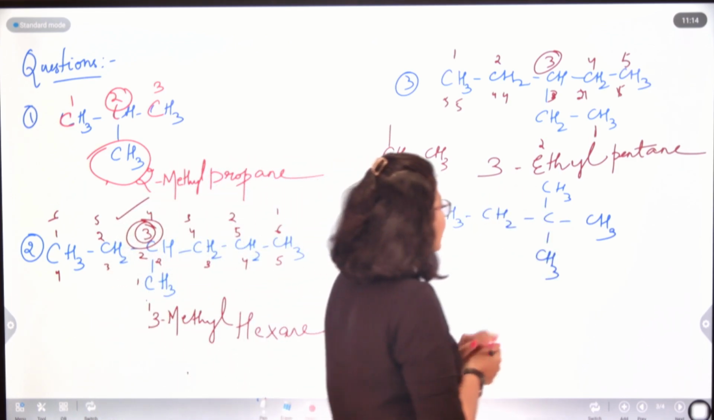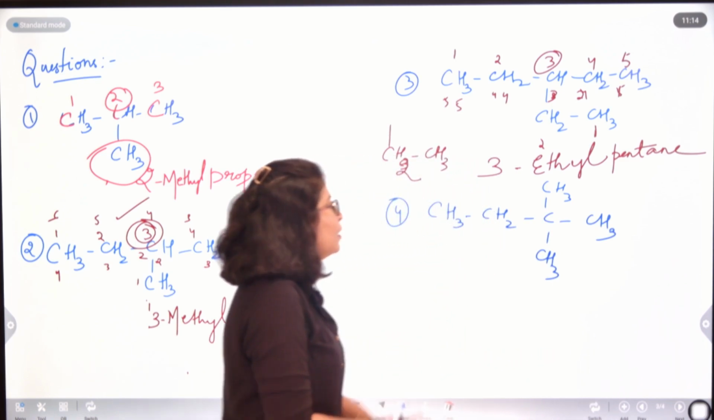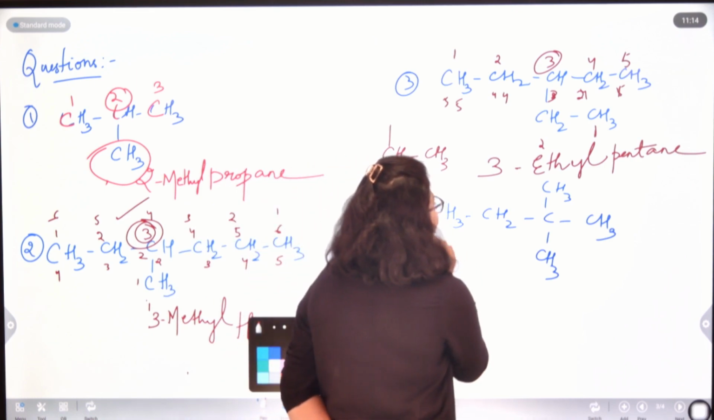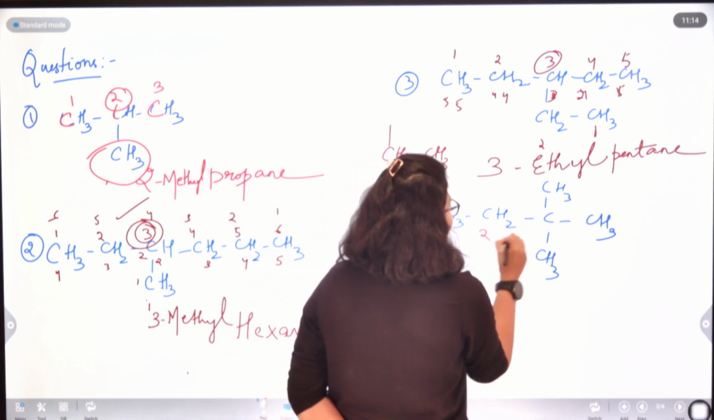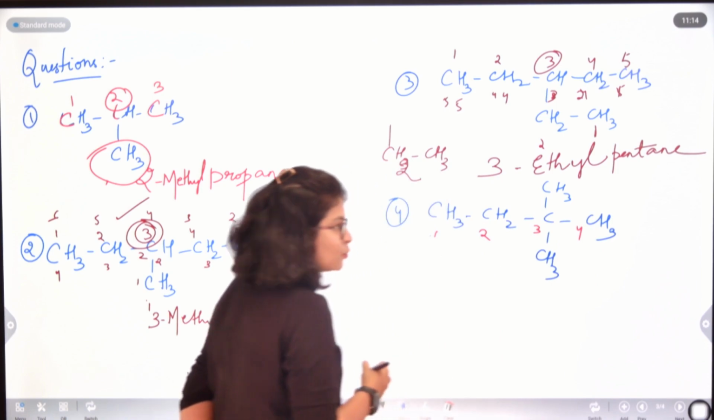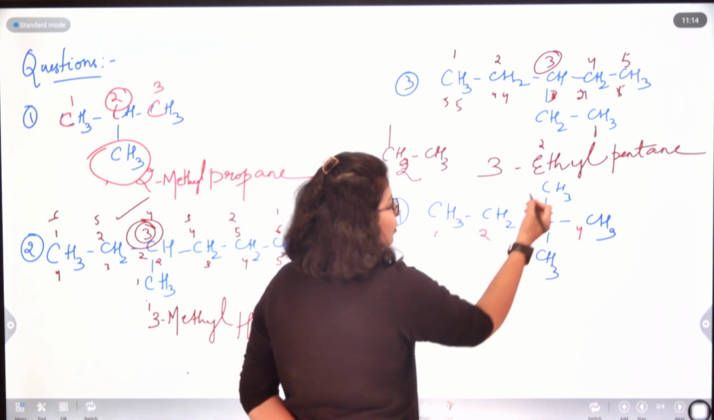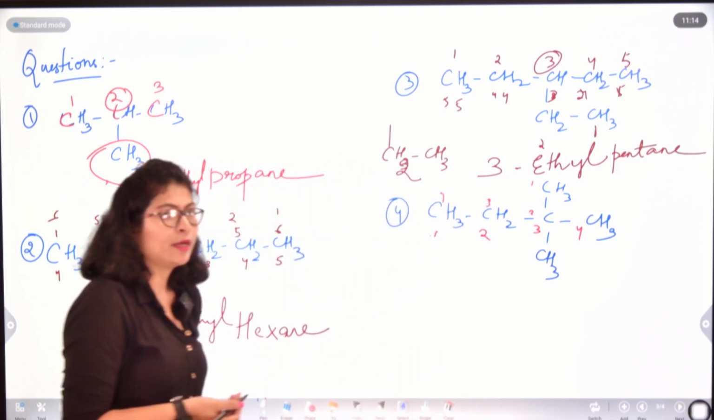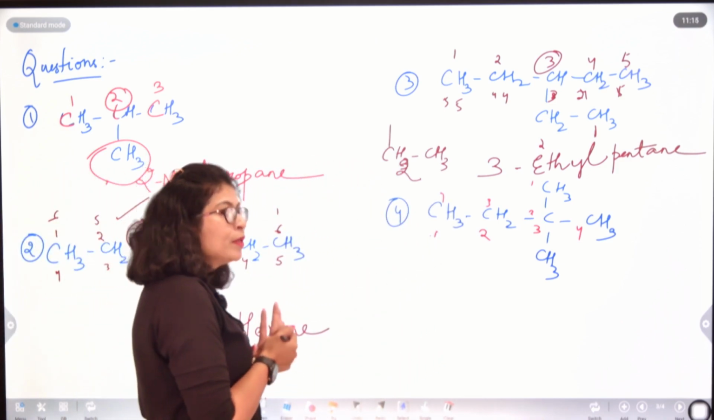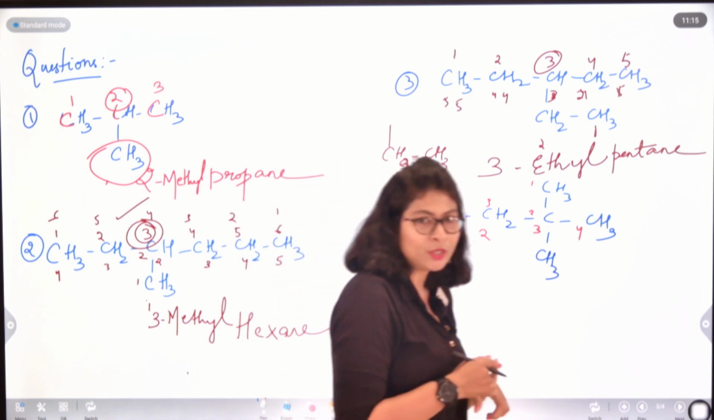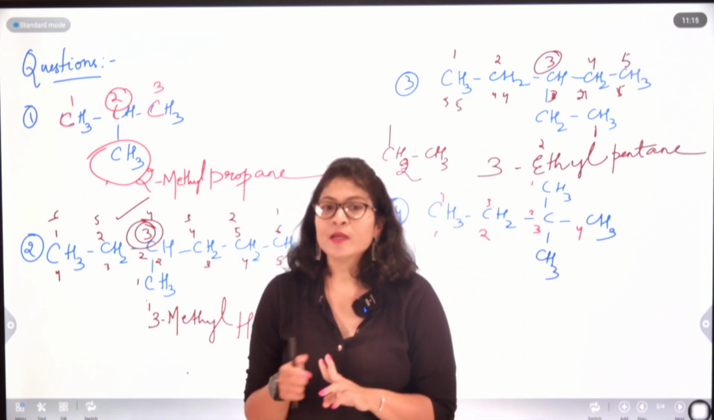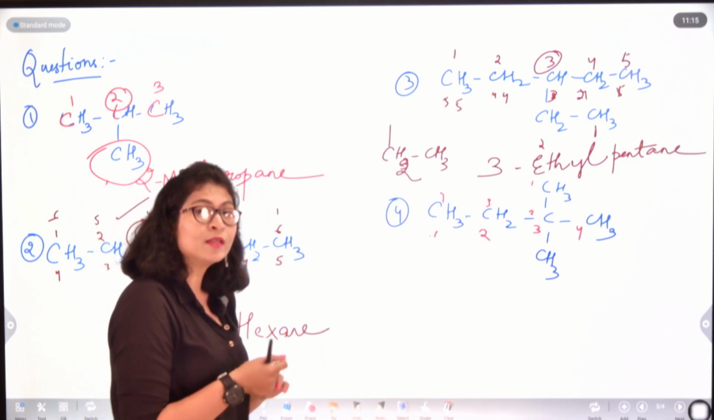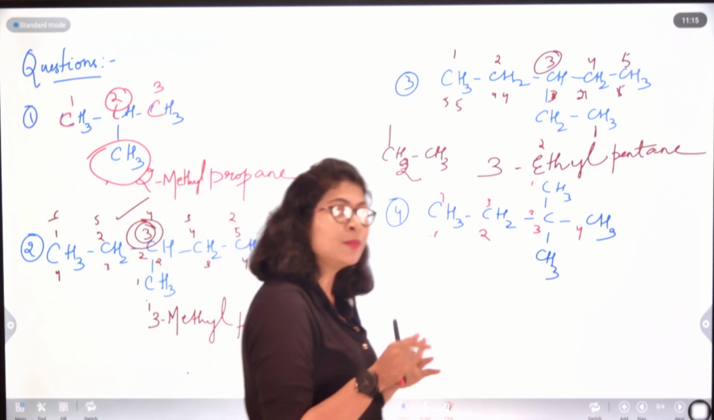Okay. Now if I see the fourth example, if I'm considering my primary chain, 1, 2, 3, 4 carbon atoms this way. If I go from this side, it will be 1, 2, 3, 4. This way also I get 4 carbon atoms. Any which way I go, I get 4 carbon atoms in my primary chain. Now the first part is done. The second part, what do I have to do? I have to do the numbering in such a way that my branch carbons get the minimum number.